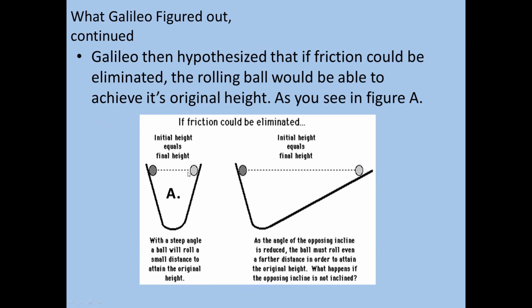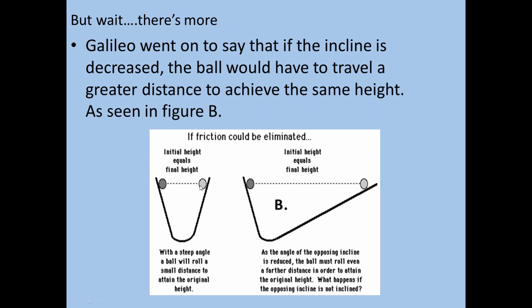So what Galileo guessed was that if you could take away friction, which is a force, and any force working on a ball like that, it would be able to achieve its original height. Then he went on to figure out that if you tilted the ramp down a little bit, so taking the ramp from here and tilting it down like in figure B, you would have to have more distance between here and here in order to achieve that same height.